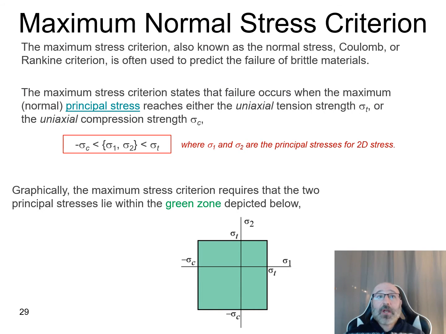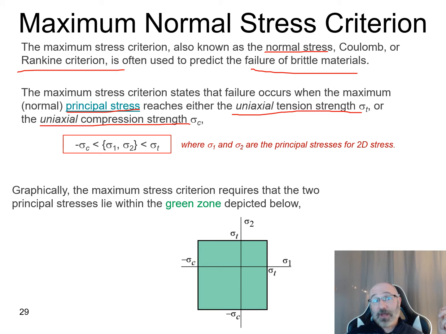So continuing on looking at our maximum normal stress criteria, what I want to take a look at now is the definition and what this actually is. The maximum stress criteria, also known as normal stress, Coulomb or Rankine criteria, is often used to predict the failure of brittle materials. So that's what we're going to utilize this for. The maximum stress criteria states that failure occurs when the maximum normal principal stress reaches either the uniaxial tension strength, sigma sub t, or the uniaxial compression strength, sigma sub c.